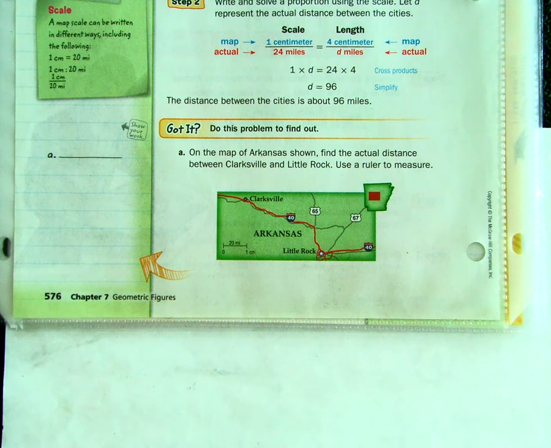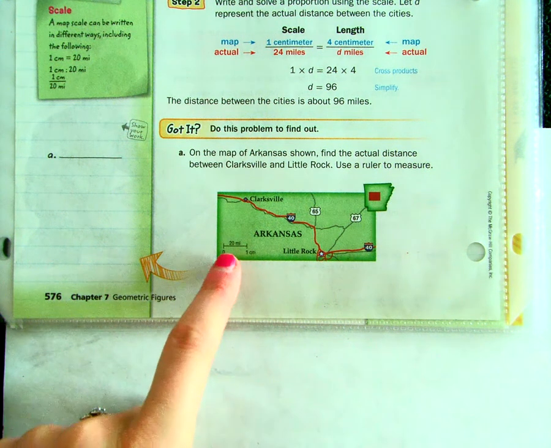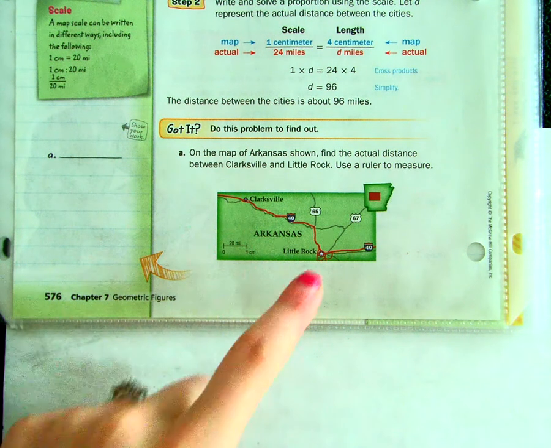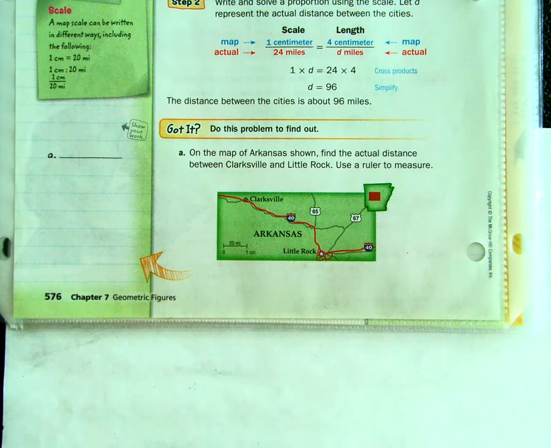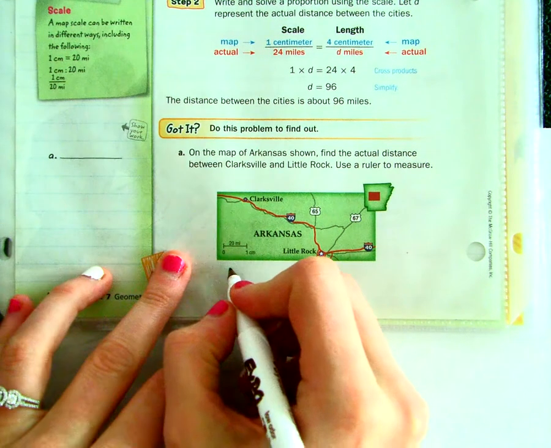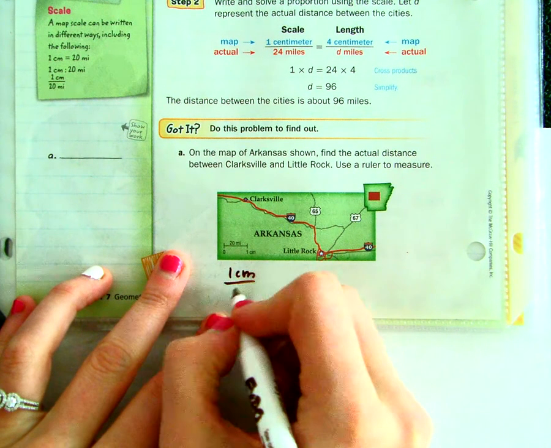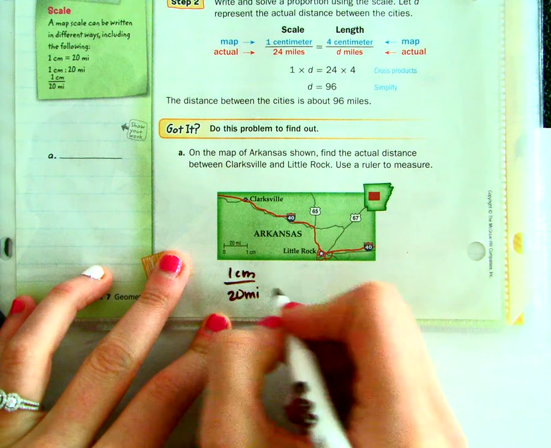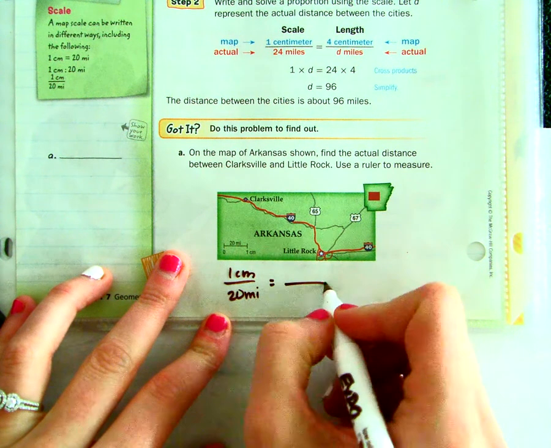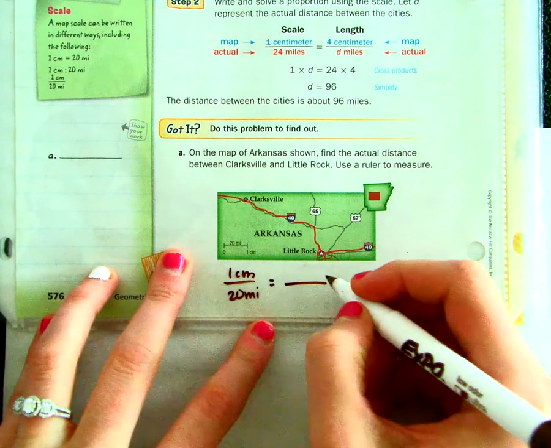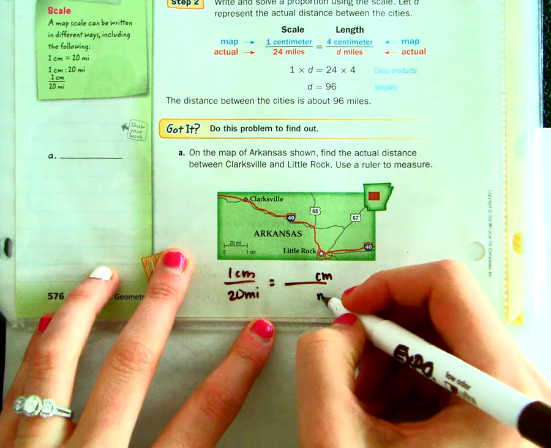They tell us here that our scale is 1 centimeter is equivalent to 20 miles. So every 1 centimeter on our map is like going 20 miles in real life. So I'm going to set up my proportion, 1 centimeter over 20 miles. And again, proportions equal each other. Okay? And in a proportion, we have to keep our labels the same. So it's going to be centimeters over miles again.